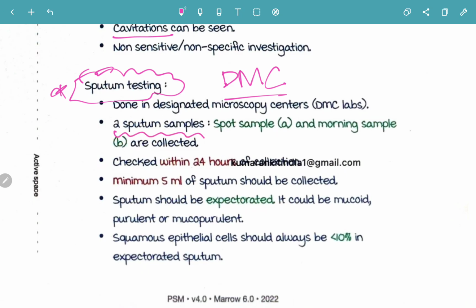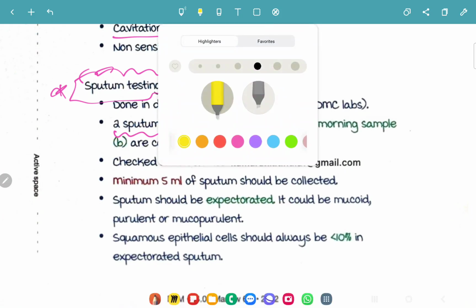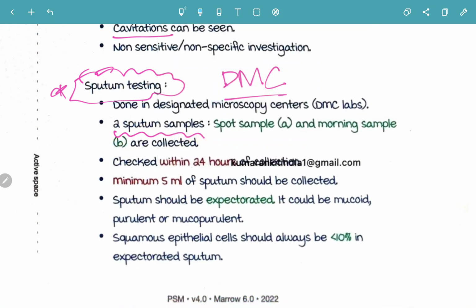Two sputum samples are taken. Very important. What are these two sputum samples? When should we take these samples? One is a spot sample. Spot sample means taking it at the time the patient comes. At that time itself you take a sample, that is known as a spot sample. Another sample is an early morning sample. So these two samples must be collected in a TB case.